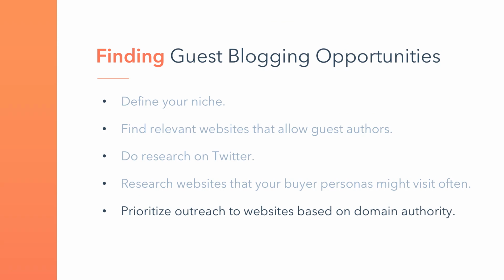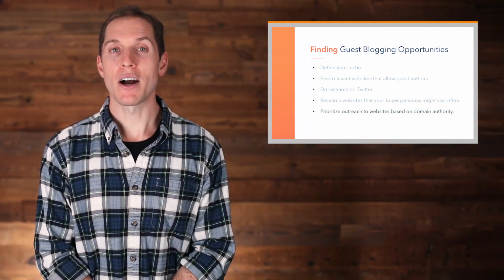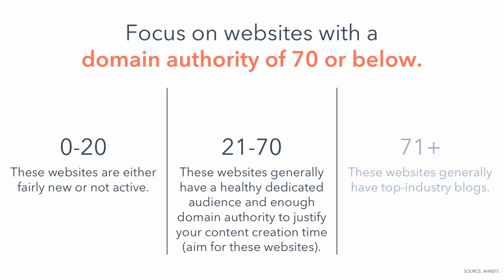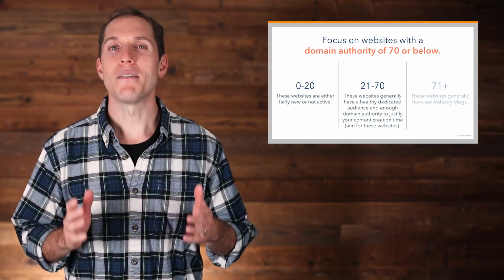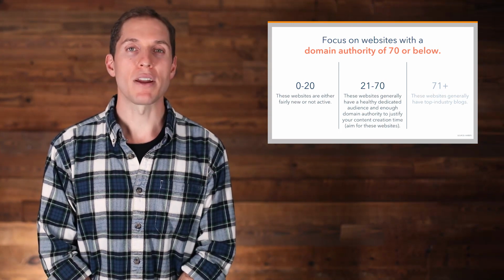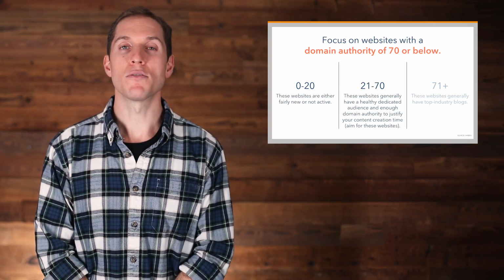And fifth, prioritize outreach to websites based on domain authority. Websites with high domain authority will provide more value in regards to building inbound links. My recommendation? Focus on websites with domain authority of 70 or below. Do your research and make a list of websites you want to pitch with a guest blog idea and document their domain authority. This will help you better strategize your approach on who to reach out to first.